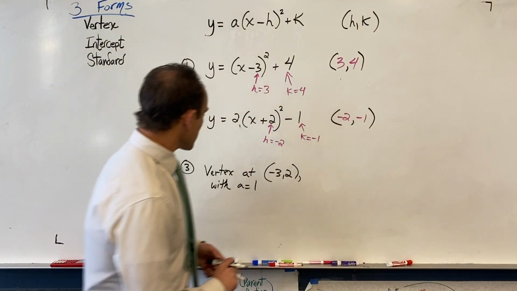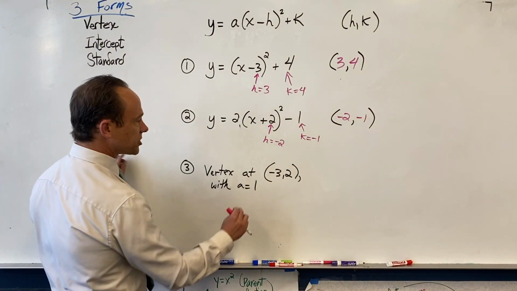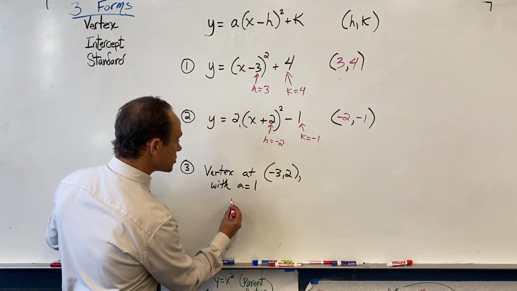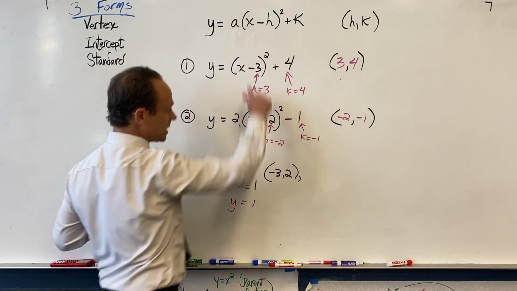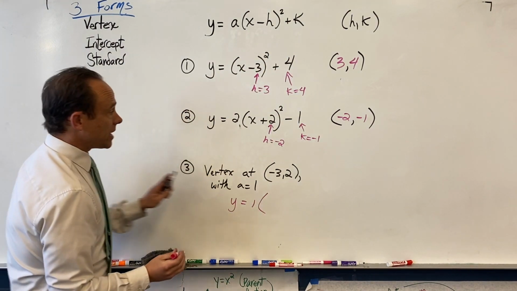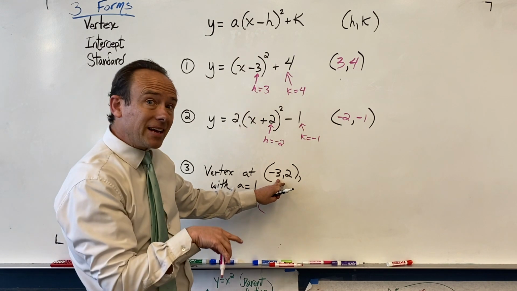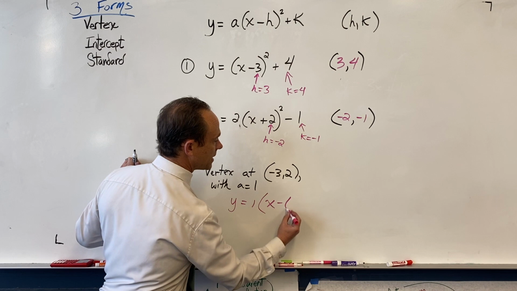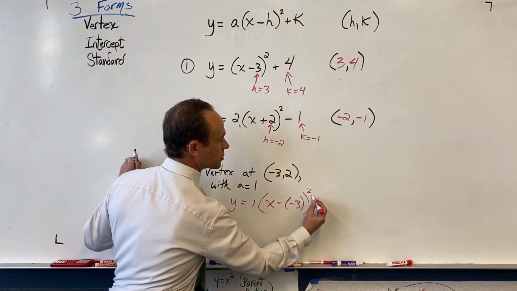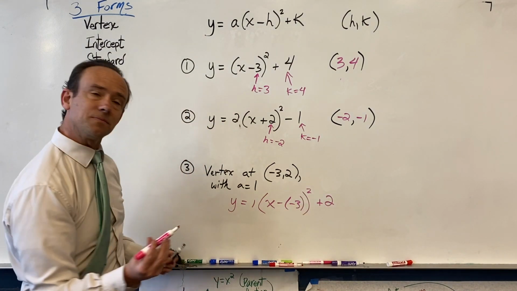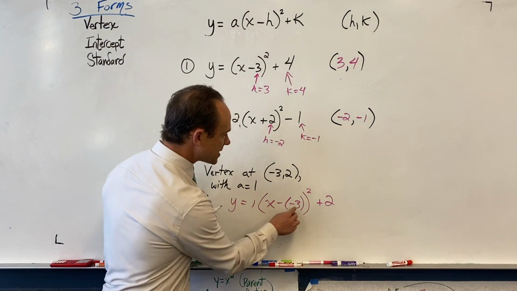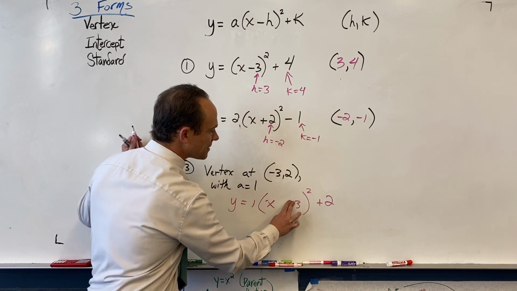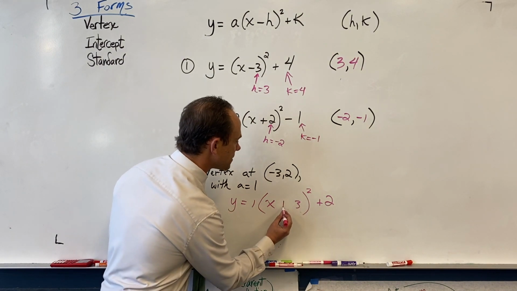All right. So now I want you to write an equation that has a vertex at this location with a equal to 1. So if a equals 1, I'm going to replace a with a 1. And now if the vertex has to be at -3, then it's got to be x minus -3 squared plus 2. But now I'm going to erase this because we don't do minus negative. We're just going to call that positive.